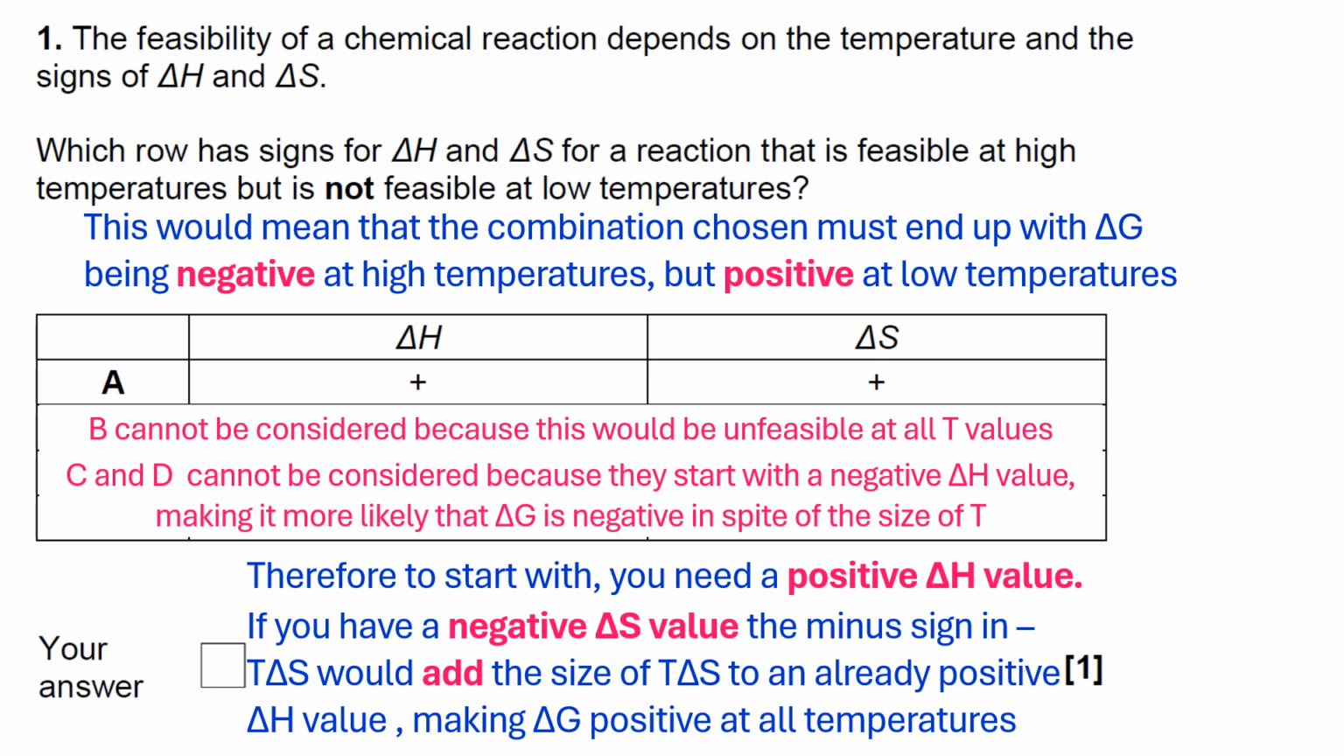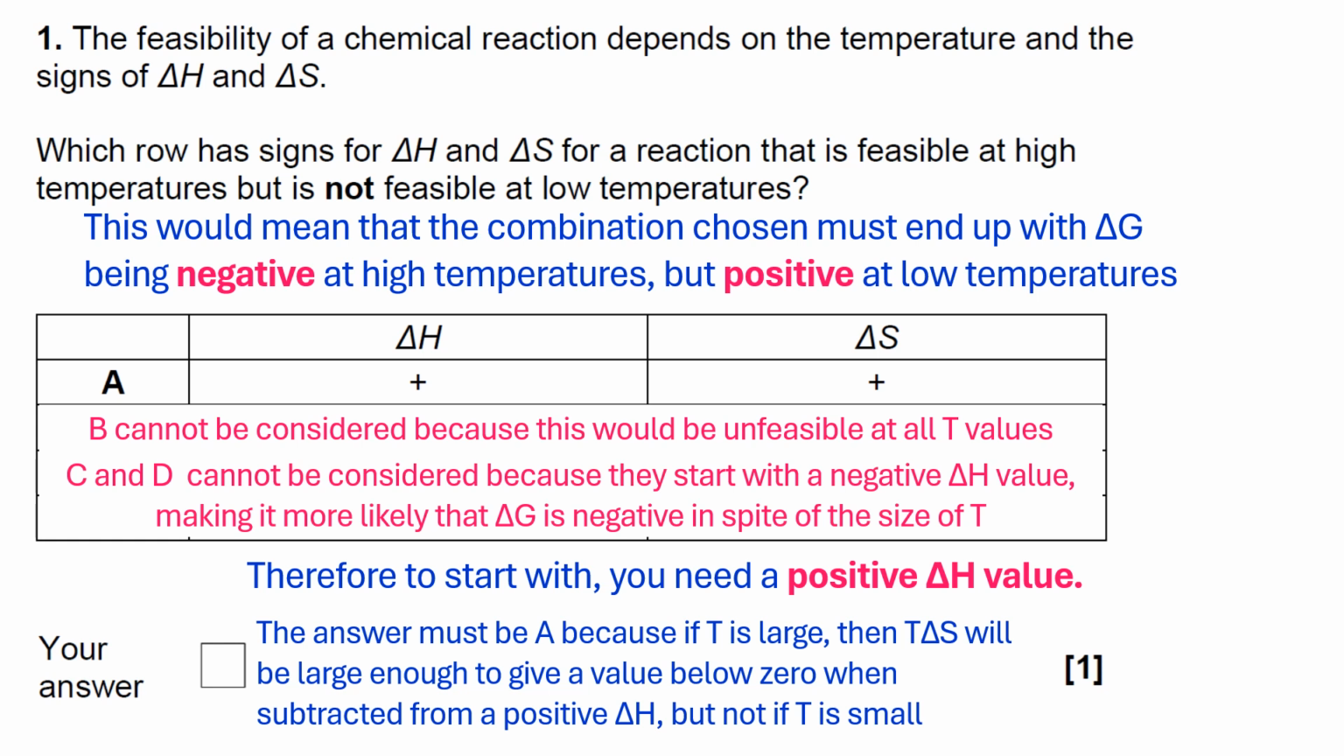Therefore the answer must be A, because if T is large, then T delta S will be large enough to give a value below zero when subtracted from a positive delta H, but not if T is small. So therefore, it's not feasible at low temperatures, but it is feasible at high temperatures.